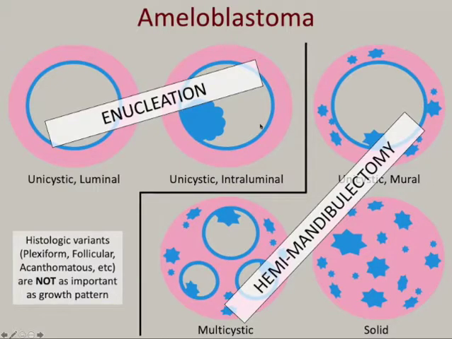mural involvement. So anything that's just very simple cyst can be enucleated, but anything that has any involvement of the wall with small nests, multiple cysts, or solid requires hemimandibulectomy, segmental mandibulectomy, right, where the entire segment of mandible is removed, not because these are malignant, but because these are very locally aggressive and can cause local problems. So treatment is different based on growth pattern.